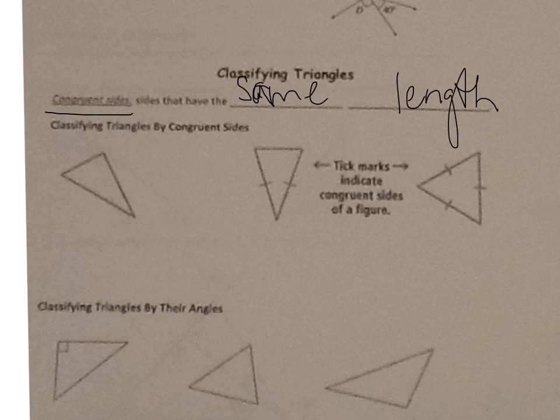So in the first triangle that we're looking at right here, what we notice is that none of the side lengths are the same. This is called a scalene triangle, which means all sides are different. There's no congruent sides here.